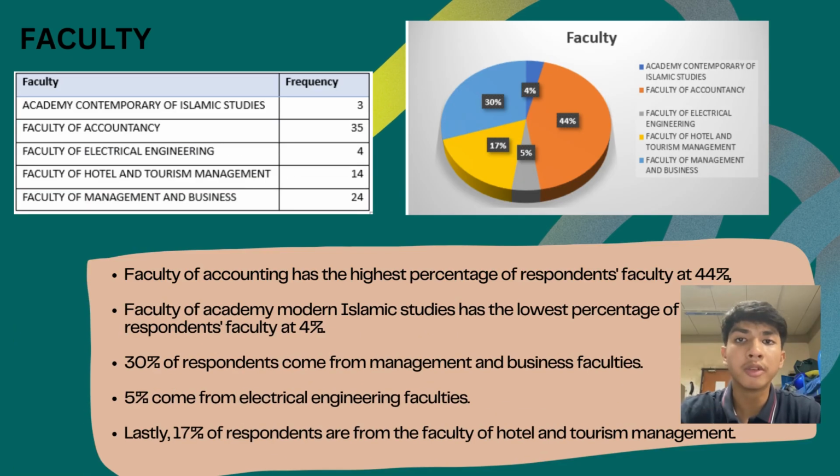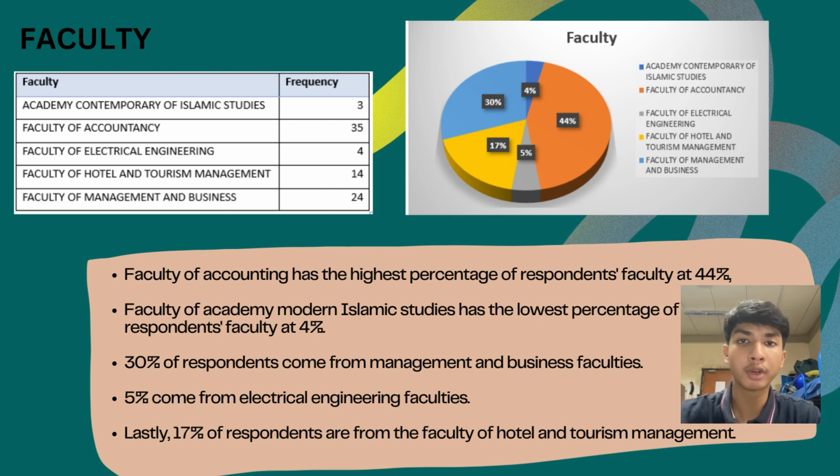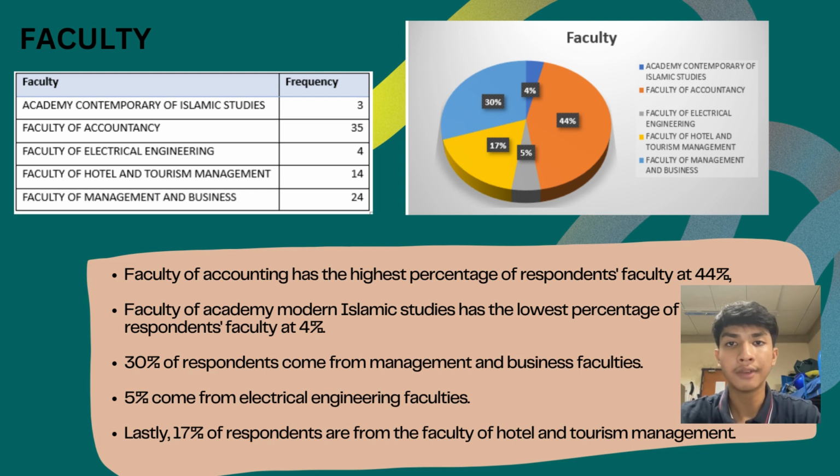Faculty. The above pie chart shows that the Faculty of Accounting has the highest percentage of respondents at 44%, while the Faculty of Academy Modern Islamic Studies has the lowest percentage of respondents at 4%. Also, 30% of respondents come from management and business faculties, while only 5% come from electrical engineering faculties. Lastly, 17% of respondents are from the Faculty of Hotel and Tourism Management.